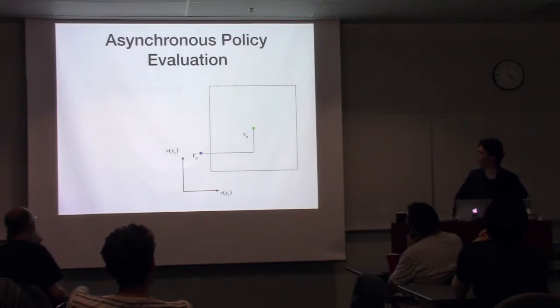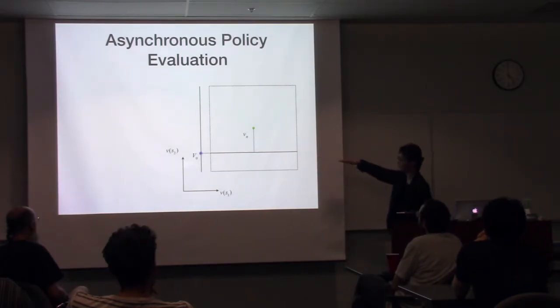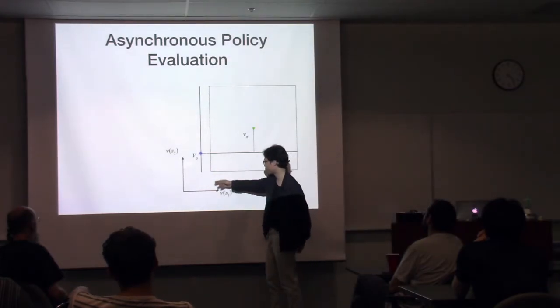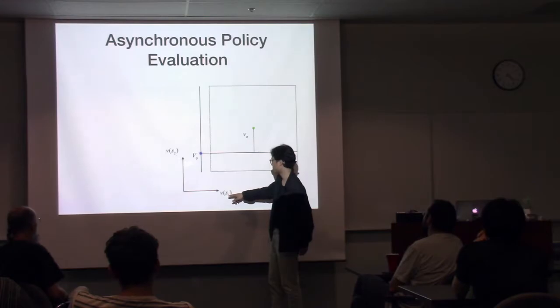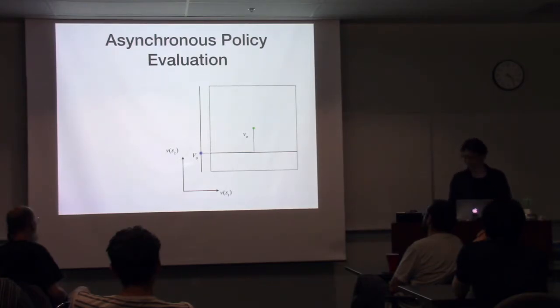However, since we only update one state's value, it should be either on this vertical line segment or on this horizontal line segment. Because basically, for example, in this vertical line segment, you fix v of s1. You don't update s1's value. You just update s2's value. And suppose in the first iteration you update s1's value, then v1 is going to lie on this horizontal line segment.